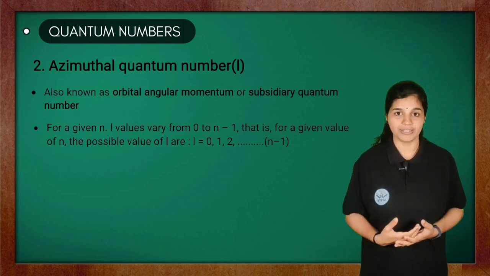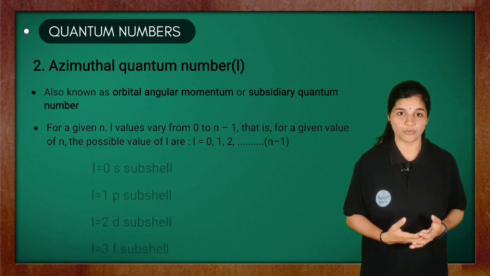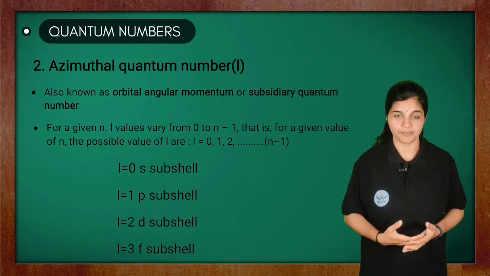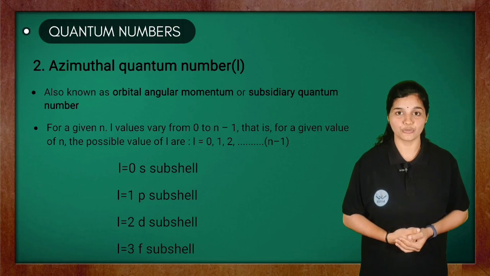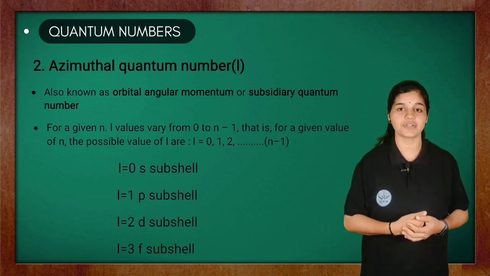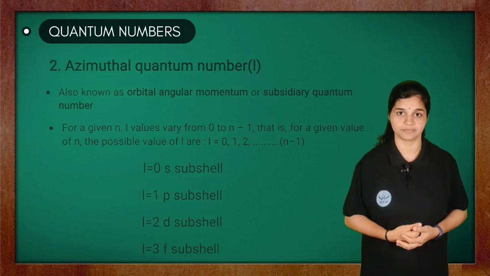For n equal to 1, there is only one subshell which corresponds to l equal to 0. For n equal to 2, there are two subshells, l equal to 0 and 1. l equal to 0 represents s subshell, l equal to 1 represents p subshell, l equal to 2 is d subshell, and l equal to 3 represents f subshell, and so on.